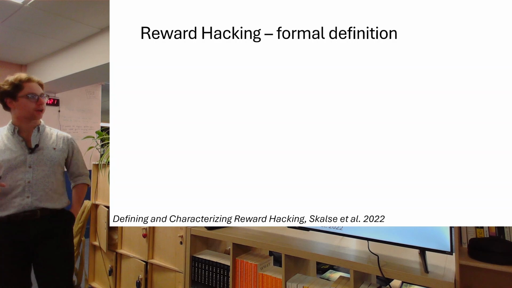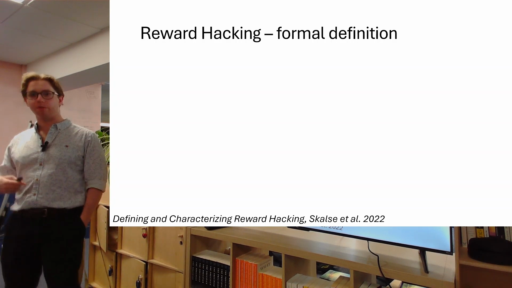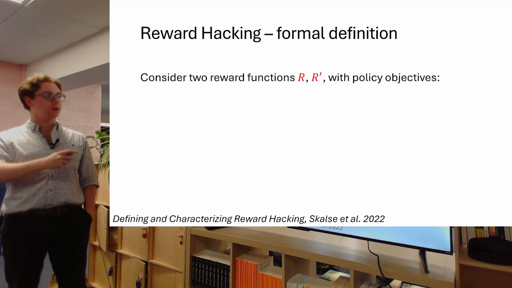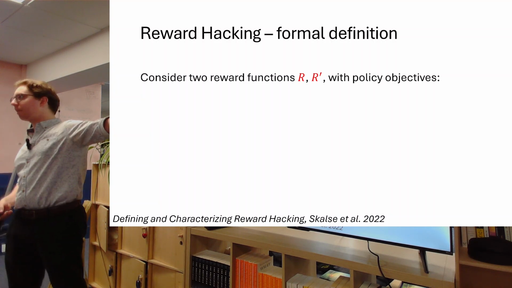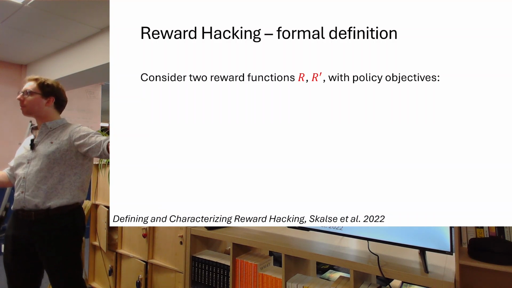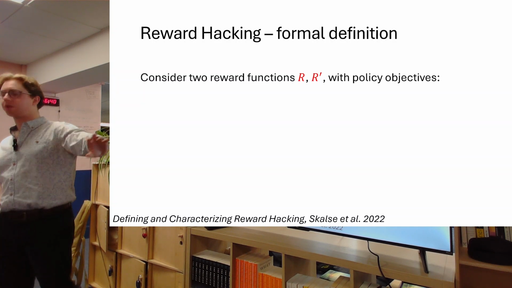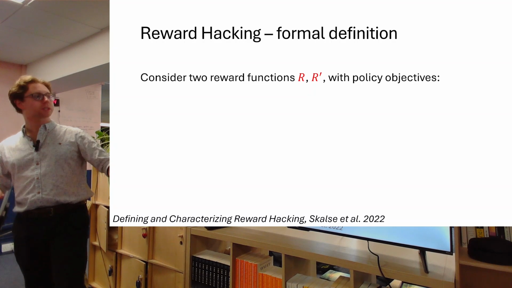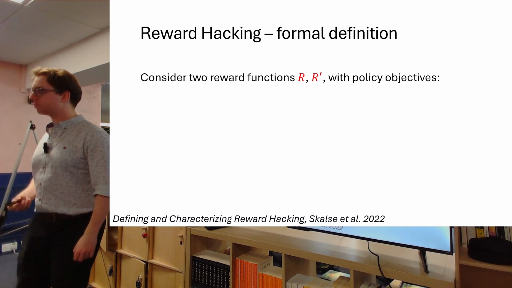Okay, we're going to go through a formal definition of reward hacking to unpack what we mean when we talk about this. We're considering the case where we have two different reward functions, r and r prime. We can think of r prime as the proxy reward: a true reward r that we actually want the agent to pursue, and some proxy reward r prime that we're going to train the agent with.